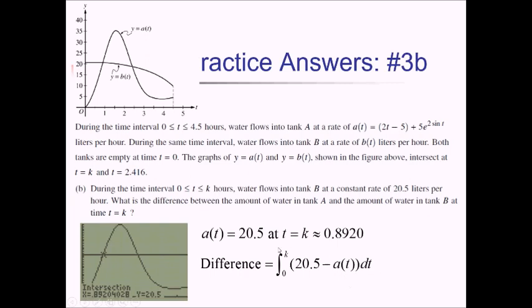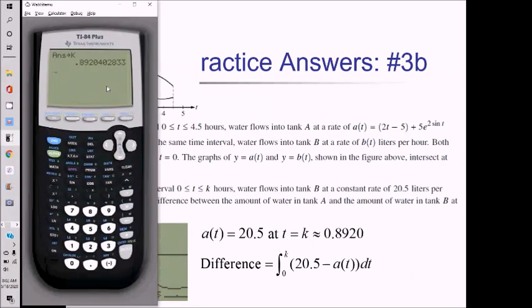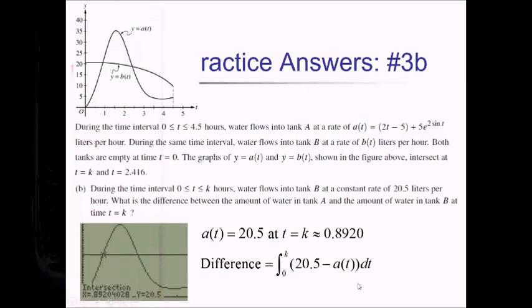So now I just need to do this on the calculator. Let's do math 9 to get my integral. I'm going 0 to k, so alpha k, there we go. And then we're going to do 20.5 minus, now I stored a as y1, so let me do alpha trace y1. And then I'll put an x there, press enter. And the difference is going to be about 10.599, and that's in units of liters.